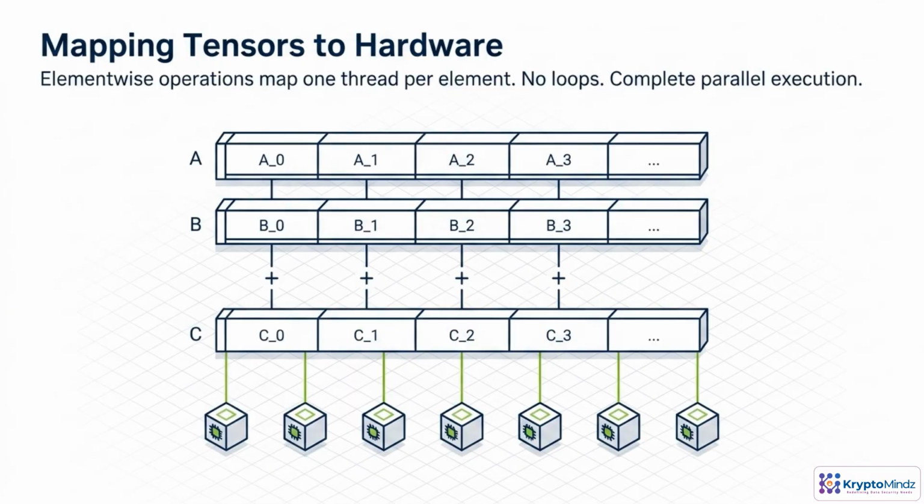Take a simple example, adding two tensors element-wise. The hardware treats this as thousands of tiny, identical jobs. Each output element is computed by an independent thread that reads A and B, performs one addition, and writes the result. You don't write an explicit loop. The accelerator launches a grid of threads, and they all run in parallel. This one thread per element pattern is the backbone of high-throughput tensor math on GPUs, TPUs, and NPUs.